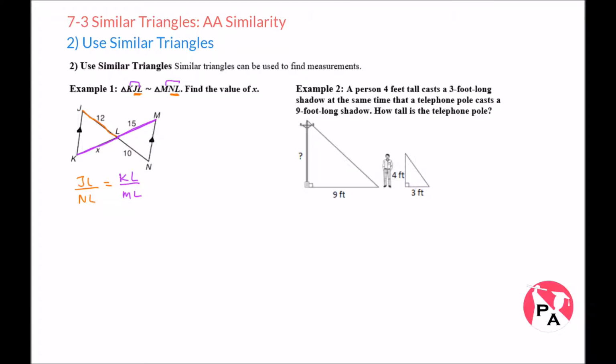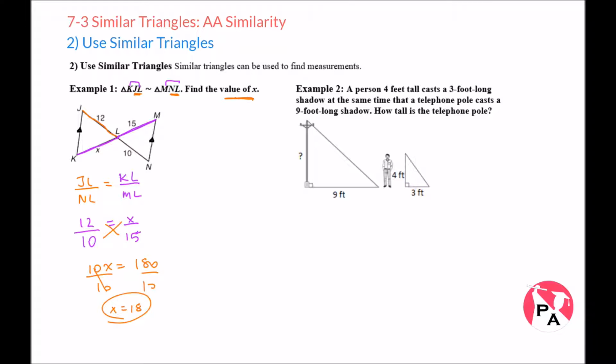Now we are going to plug in the side measures. JL is 12 units. NL is 10. KL is x. And ML is 15. Now we are going to cross multiply. 10 times x is 10x. 15 times 12 is 180. Divide each side by 10. So x would be 18. And I guess we are done with the question. Yes, we were supposed to find the value of x. So let's move on to the next one.